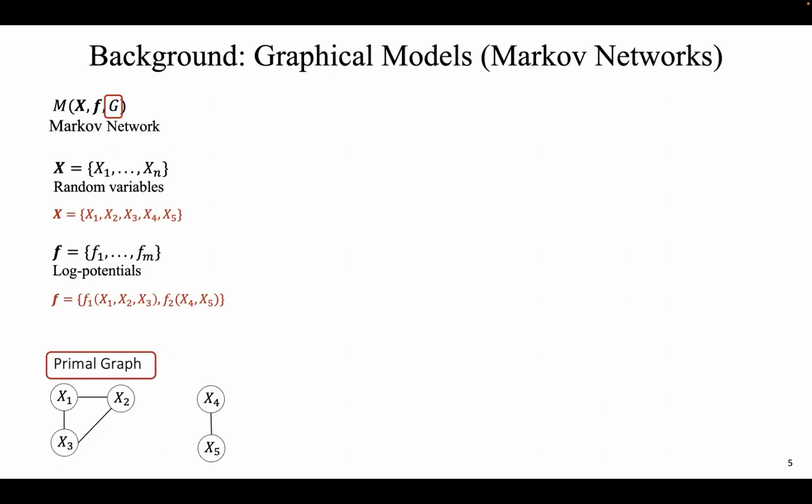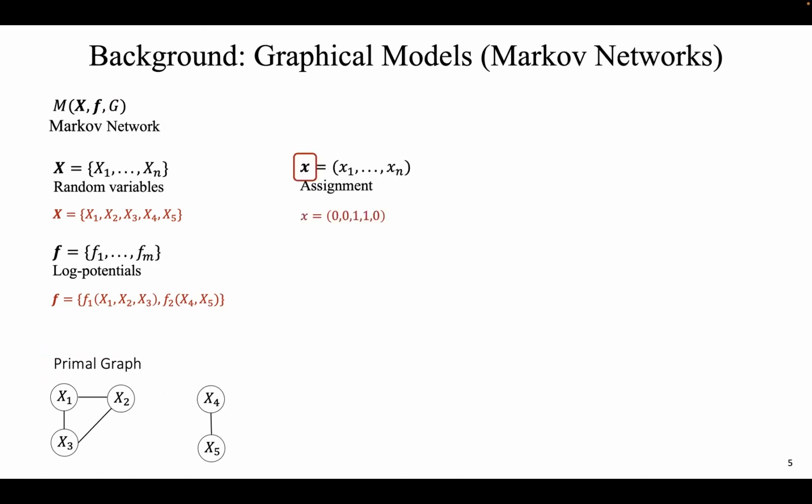with the Markov network. So in the example given on the slide, we have 5 variables, x1 to x5. We have 2 potentials, which are defined over x1, x2, and x3, and x4 and x5. And the primal graph is shown on the slide. So we have a potential over x1, x2, and x3, so that's why x1, x2, and x3 are in a clique. And we have a potential over x4 and x5, and that's why x4 and x5 are in a clique.